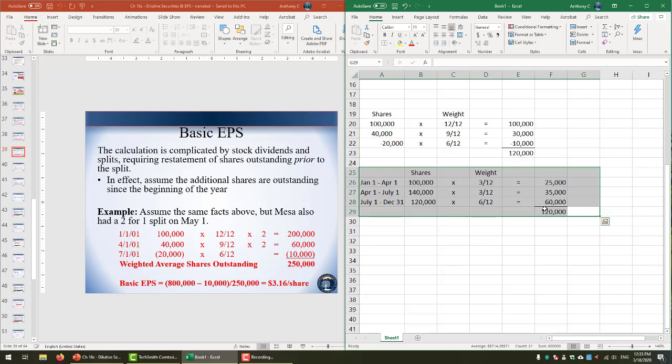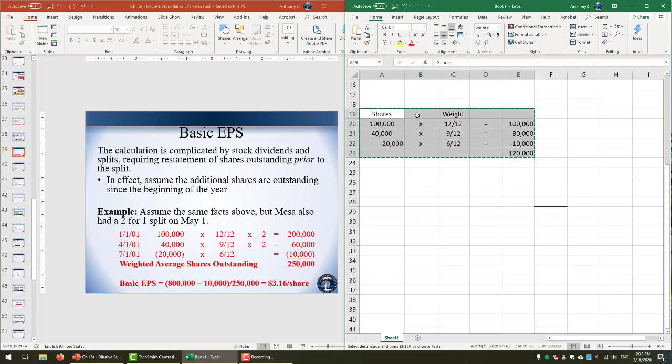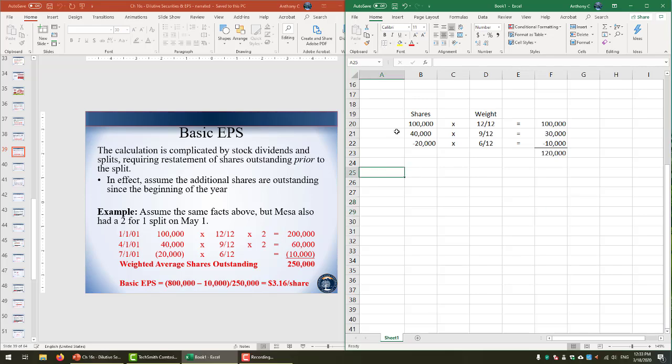So in this example, I'm just going to get rid of this bottom part so it doesn't confuse anyone. Let's put in the dates so this makes sense. So the stock split 2-for-1 occurs on May 1st. Anything prior to May 1st, we need to adjust by a factor of 2. So these 100,000 shares on January 1st, because it occurs prior to May 1st, have now been split into 200,000 shares.